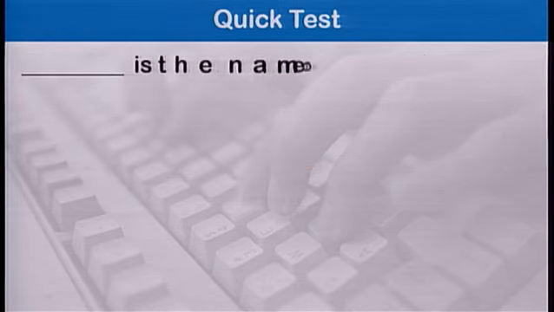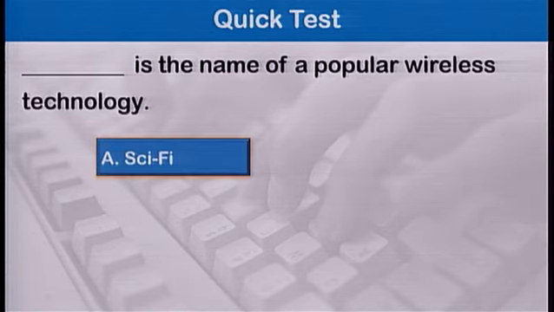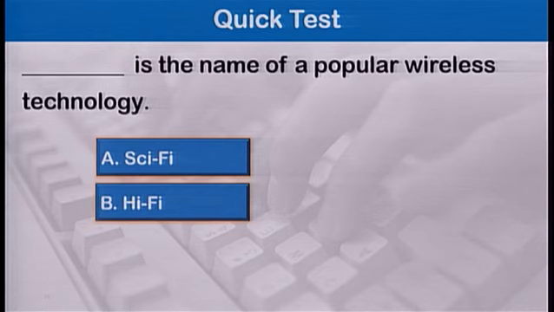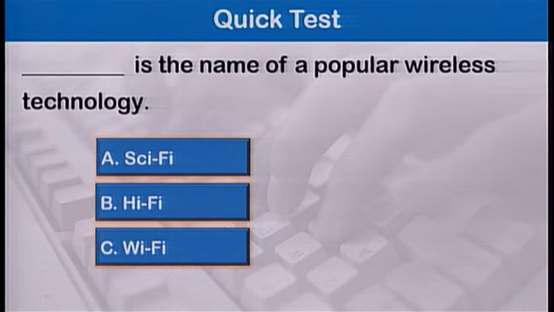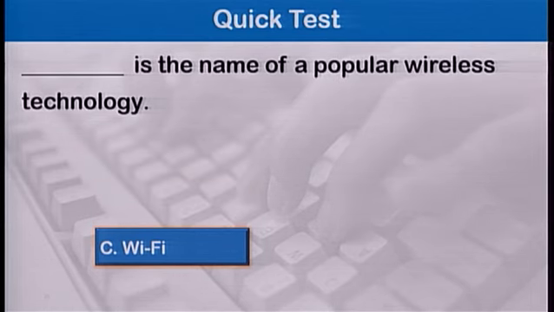Next question. Is the name of a popular wireless technology A. Sci-Fi, B. Hi-Fi, or C. Wi-Fi? The answer is C. Wi-Fi. Wi-Fi is used by many applications and devices including computers and mobile phones.